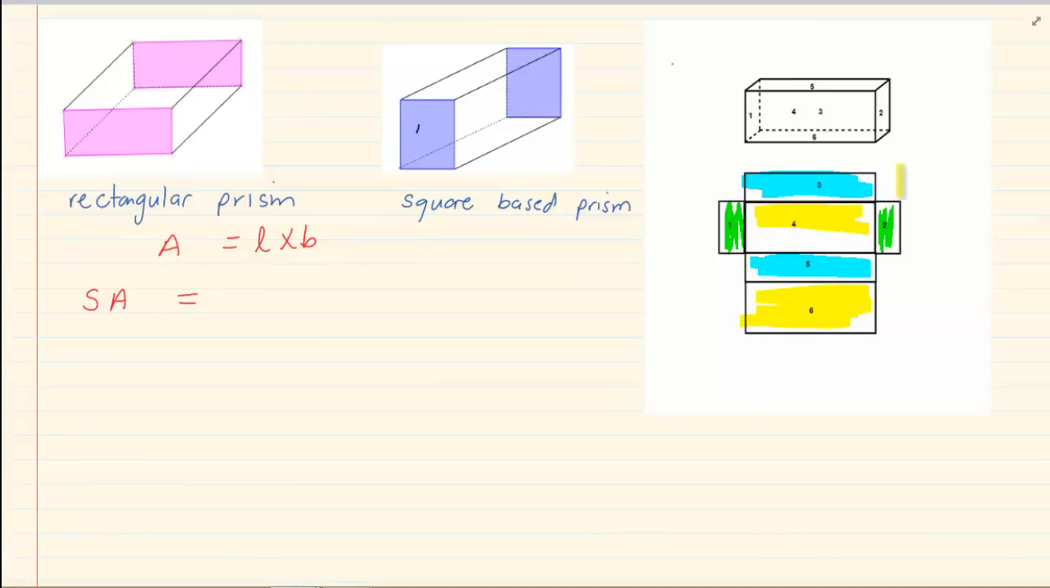Since we have 2 of the same sides, what we can say is the surface area for a rectangular prism and a square base prism is going to be 2a times b, plus 2b times c, plus 2a times c. Right, so let's do an example.